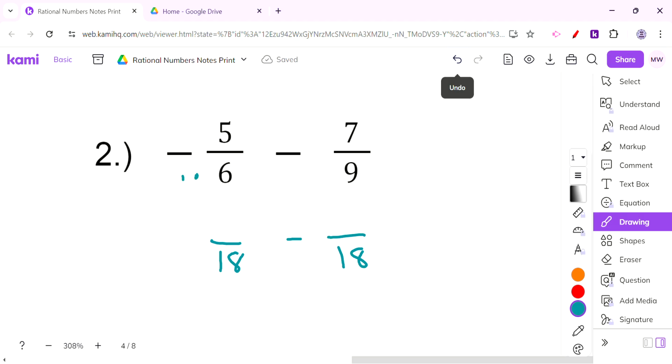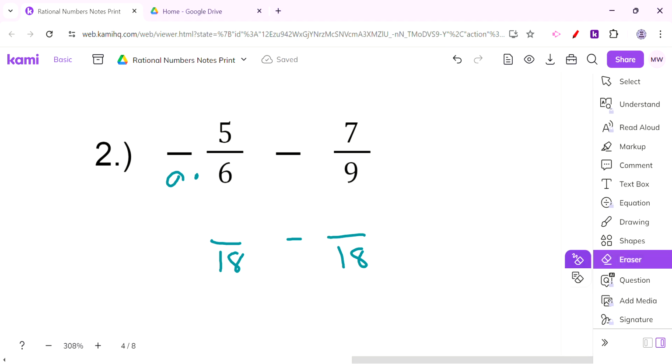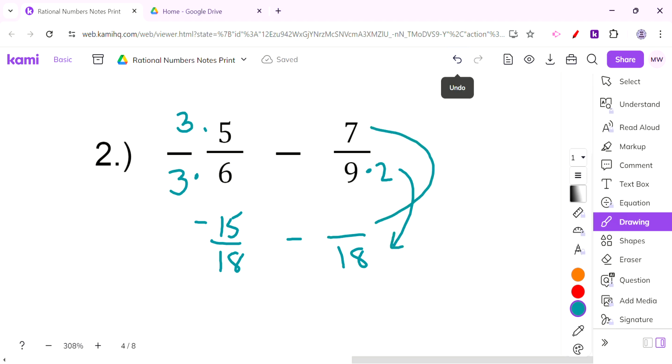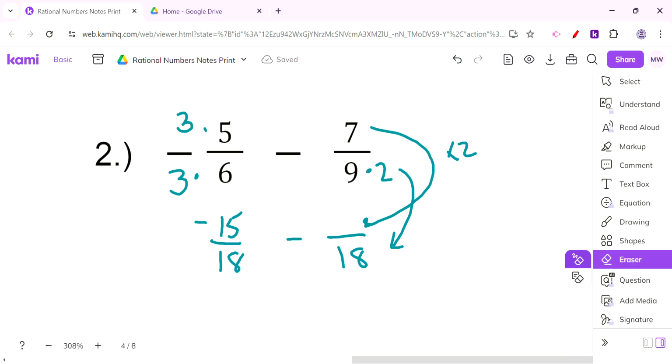All right, so 6 times 3, let me erase that, okay. 6 times 3 gets us 18, 5 times 3 gets us 15, and it's a negative, right? Don't forget to drop down that negative. Next, we have 9 times 2 gets us that 18, so now 7 times 2 will get us 14.